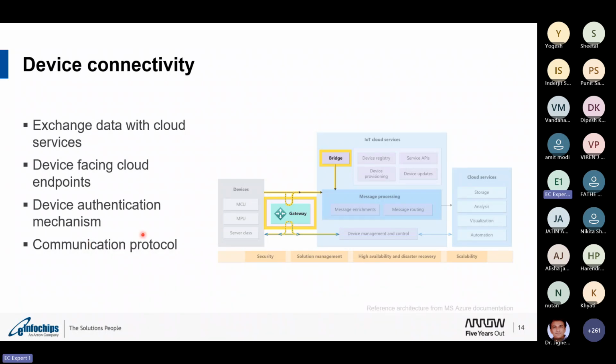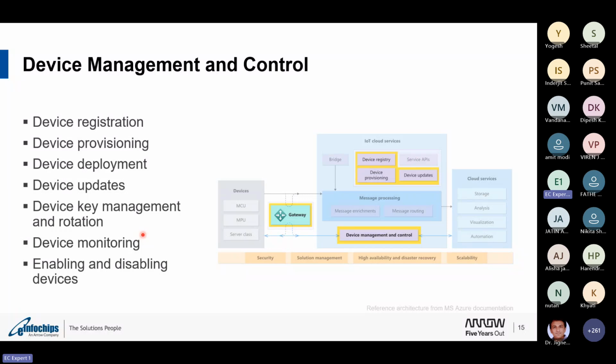Now, once we have the device connectivity in place, we do the device management and control. Now, what is device management and control? Device management and control is a key concept that talks about managing and controlling a typical IoT device. So what does it mean? It means registering the device, provisioning, deployment, updates, key management, monitoring, and enabling and disabling the device.